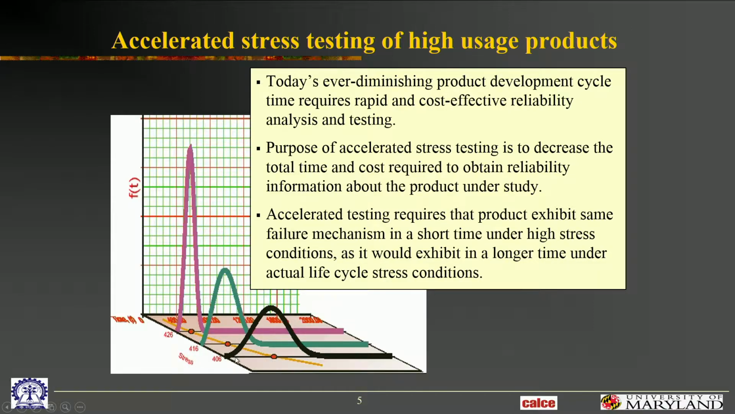Over here is the distribution of time to failure. The mean of the distribution is here, so that's the mean time to failure, and there's some distribution around that mean. If you raise the stress level, in this case temperature, from 406 to 416, it fails a little bit faster, but again there's some distribution around that mean time to failure.